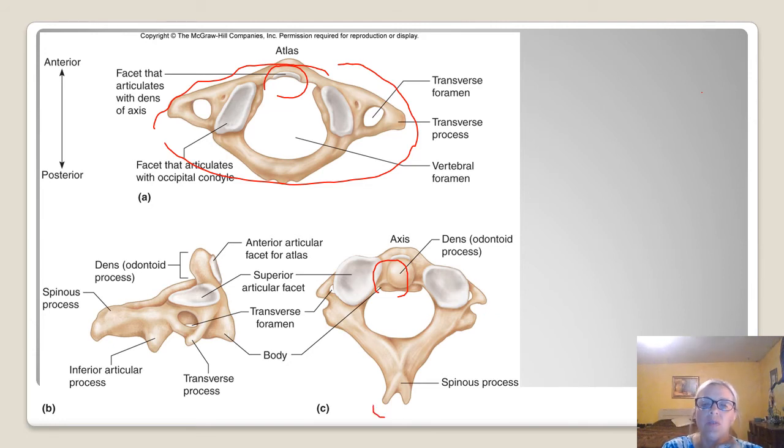You can see this one is bifid there, that spinous process, but the atlas is not. Okay, that's important. I think that's all we need to go over here. We do have those transverse foramen here, and we'll look at some more of these features in lab.